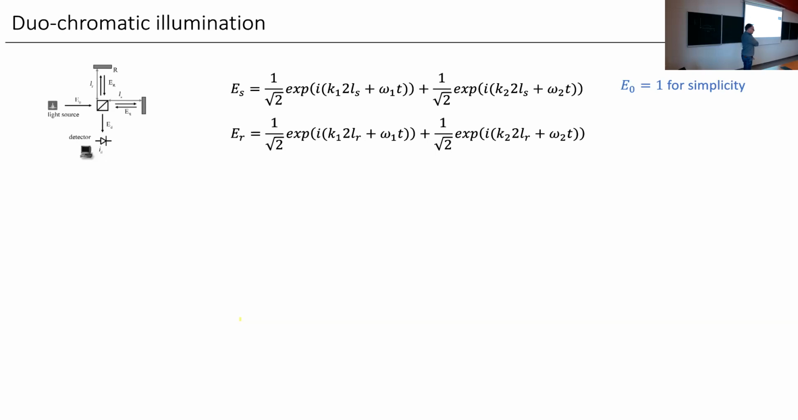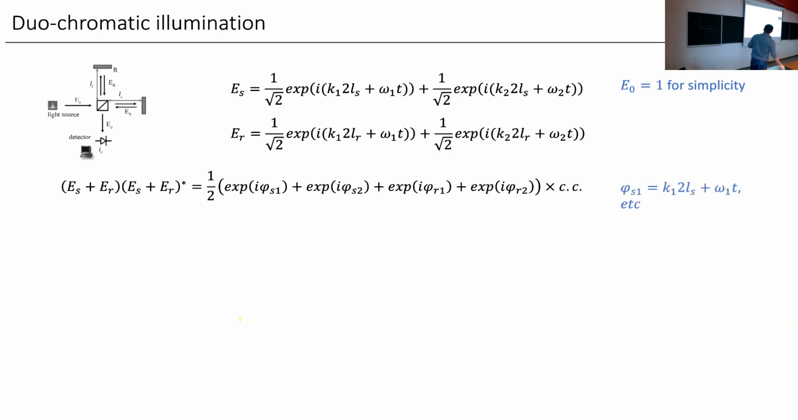The lengths, of course, are still unchanged. Calculation-wise, I would just have to do the same thing: first compute the total field at the detector, and then multiply it with the complex conjugate to get the intensity. Because it will not fit on the screen if I write it out as a whole, I'll simplify it a little bit.